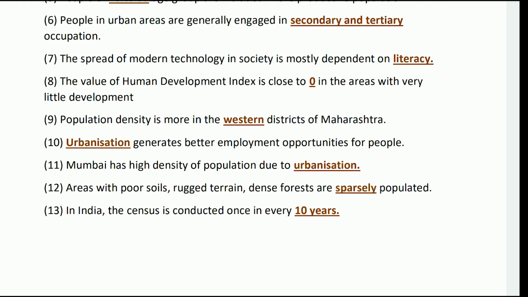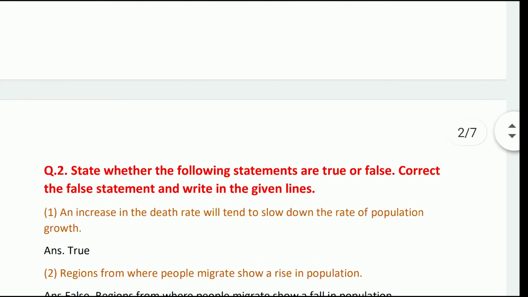Urbanization generates better employment opportunities for people. Mumbai has a high dense population due to urbanization. Areas with poor soil, rugged terrain, and dense forests are sparsely populated. In India, the census is conducted once in every 10 years.